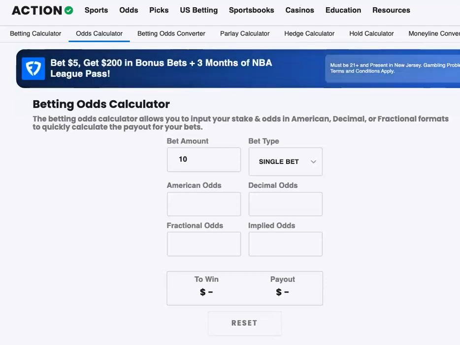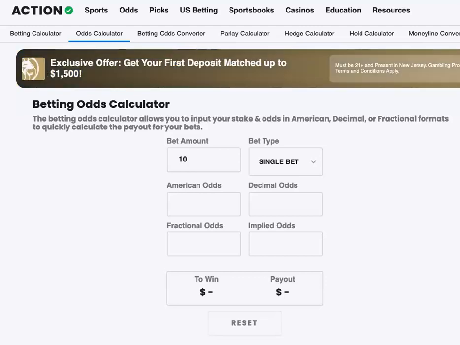Today, we're going to get into betting odds and what it means for an implied probability compared to a betting line, and then how you can take that information to the betting window and place a bet.